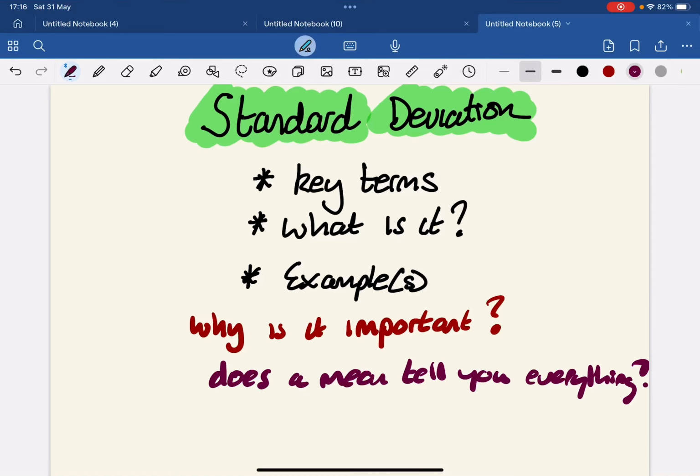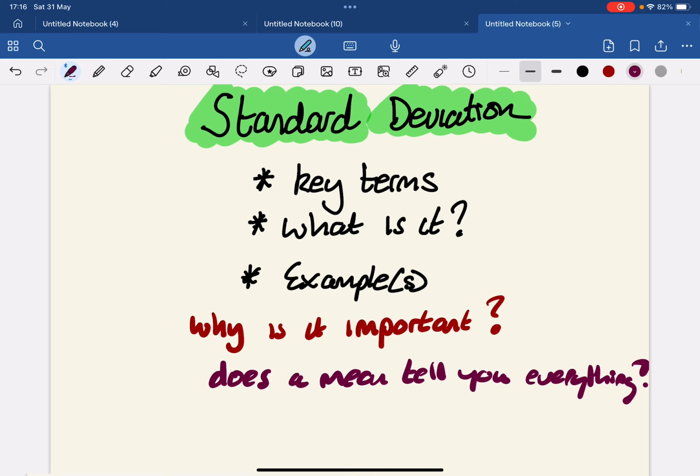In this video we'll go through standard deviation, looking at some key terms and exactly what it is, with some examples as well that you can have a go at. But ultimately, why is standard deviation important? Because as you might know, it isn't an actual stats test in itself, but it's really important to bear in mind why we do it.